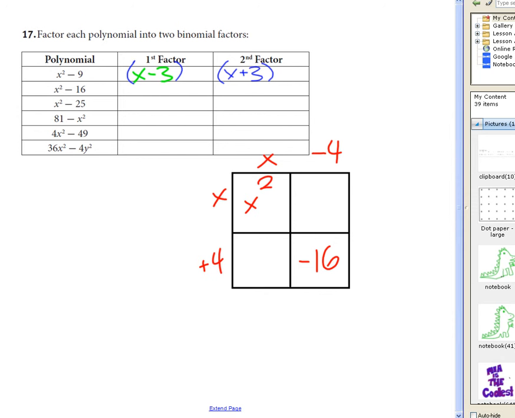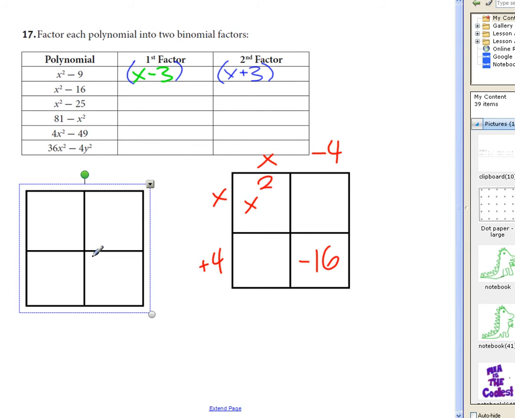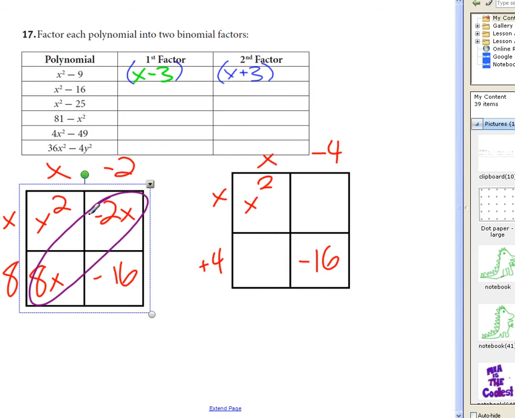Okay, if you did 8 and 2, let's say this is Bizarro World and we're doing things the wrong way. So we have x plus 8 and x minus 2. That'll give us x squared, negative 2x, 8x, and negative 16. Right? What's the problem with this way? When we combine this, what do we get? We get 6x. Is there a 6x in here? Is there supposed to be?